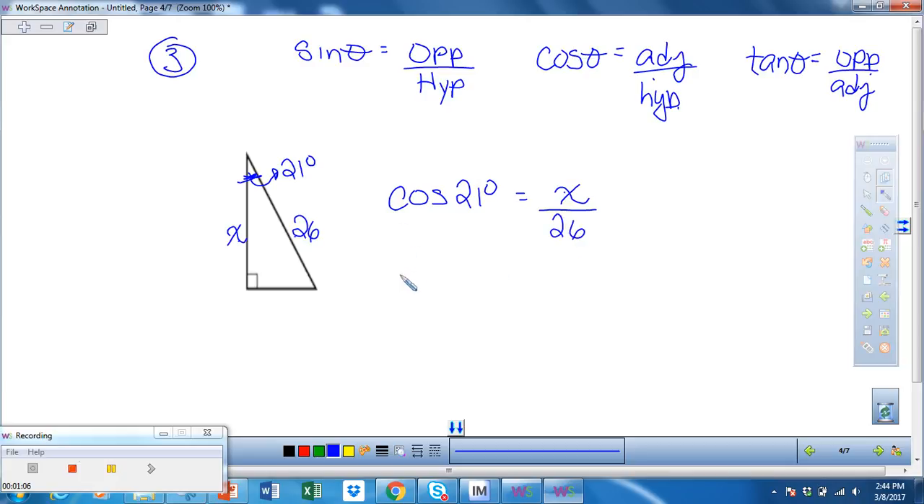So once again, I use my handy-dandy calculator and I do the cosine of 21. Then I get 0.93. And that's equal to x over 26. So I multiply both sides by 26, and I get 24.3 if I round that.